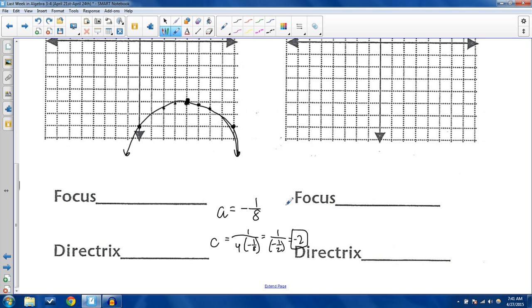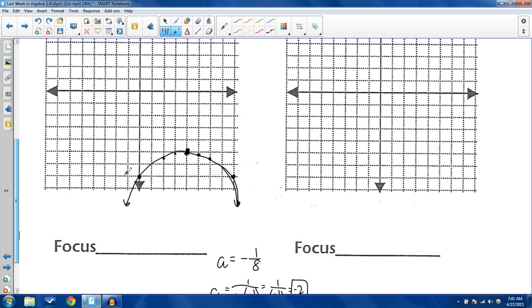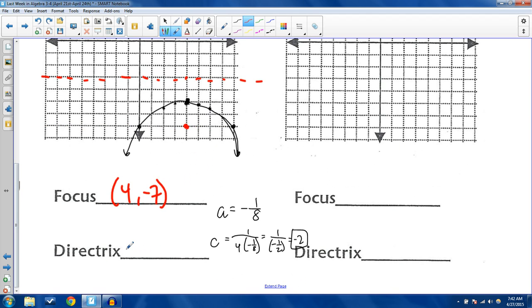So if my C value is negative 2, and my focus is supposed to be down this way inside the parabola, I'm going to go negative 2 from my vertex to find the focus point itself. So I can go down 1, 2. There's my focus point, which is at 4, comma, 1, 2, 3, 4, 5, negative 7. My directrix will be 2 up from there, 1, 2, and that line. So that line is y equals negative 3. There's my directrix. There we go.